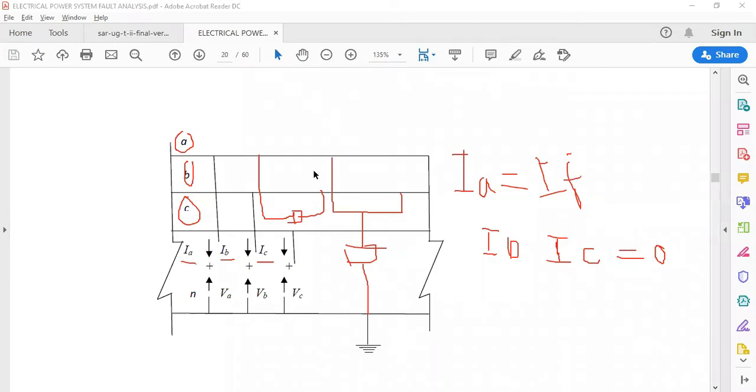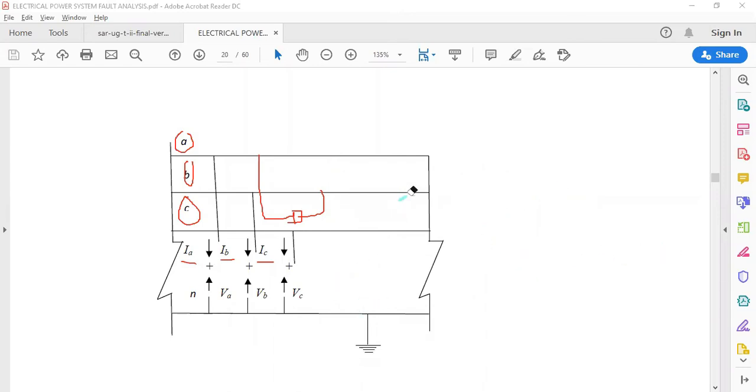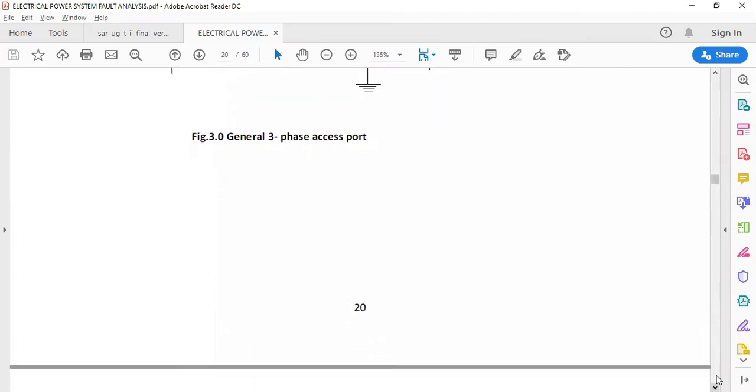Let's move towards different types of faults in the power system, especially with the help of the symmetrical component technique. We will discuss different types of unsymmetrical fault. Let's move towards that.